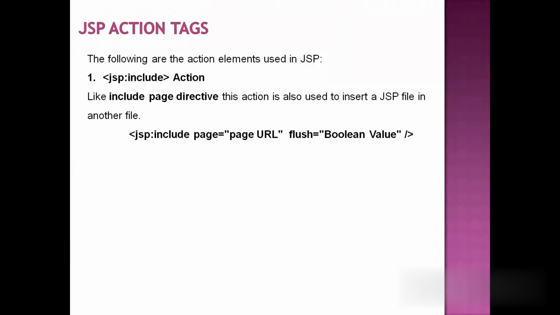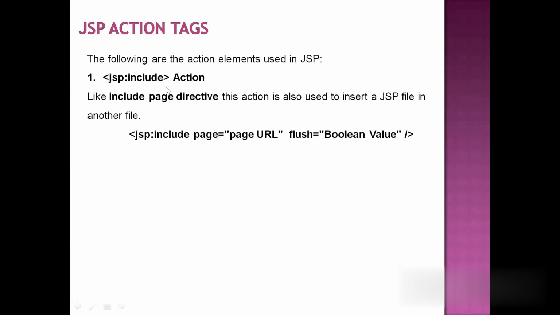Directives are generally used during the translation phase, while action tags are used during the request processing phase. Unlike directives, these action tags are re-evaluated each time the page is accessed. Now see the first action tag, the first predefined tag available in JSP. The first one is the JSP include tag.